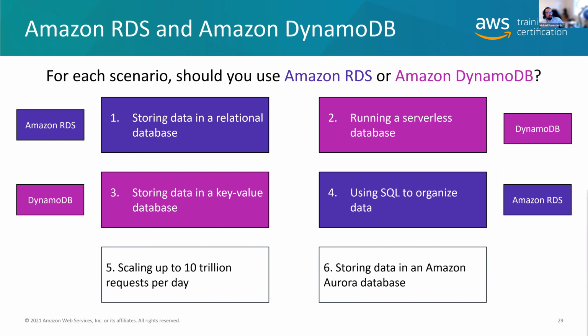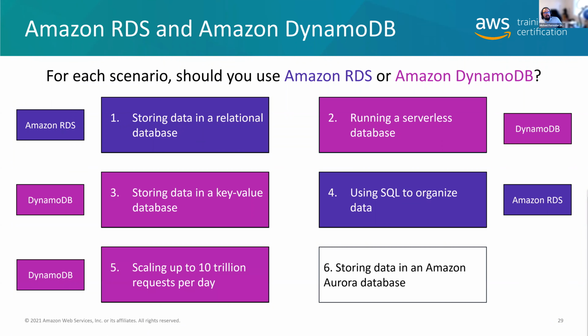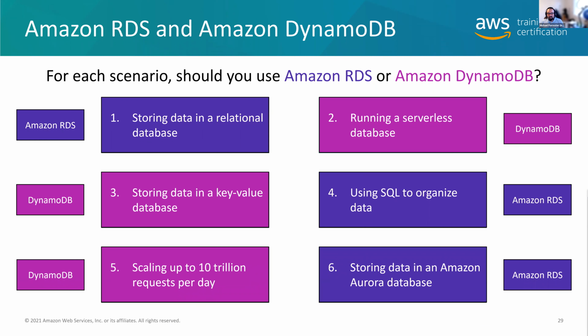All right, what if you want to scale up to 10 trillion requests per day out of the box? Which service is going to handle that, RDS or DynamoDB? Good. Storing data in an Amazon Aurora database, is Aurora a subset of DynamoDB or is it a subset of RDS? Good. Yeah, subset of RDS. Excellent.